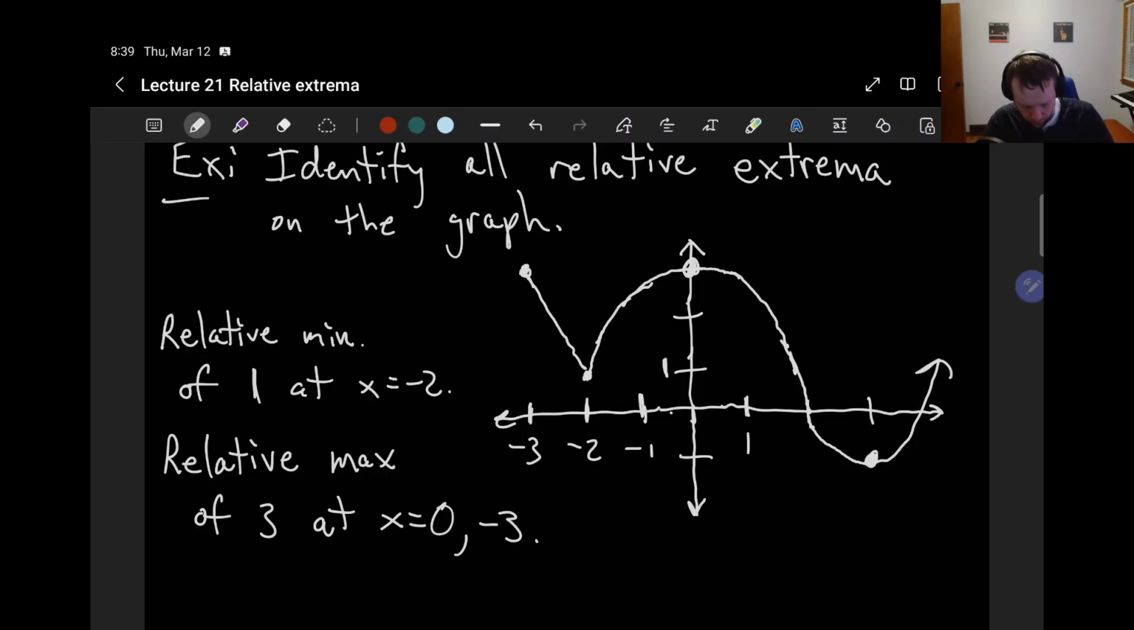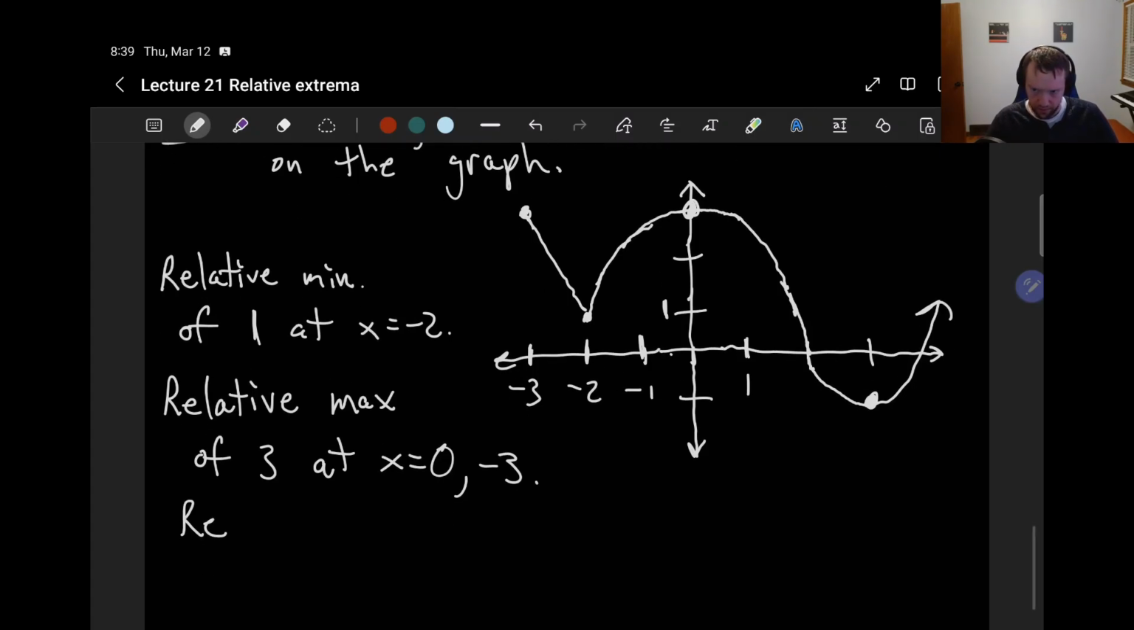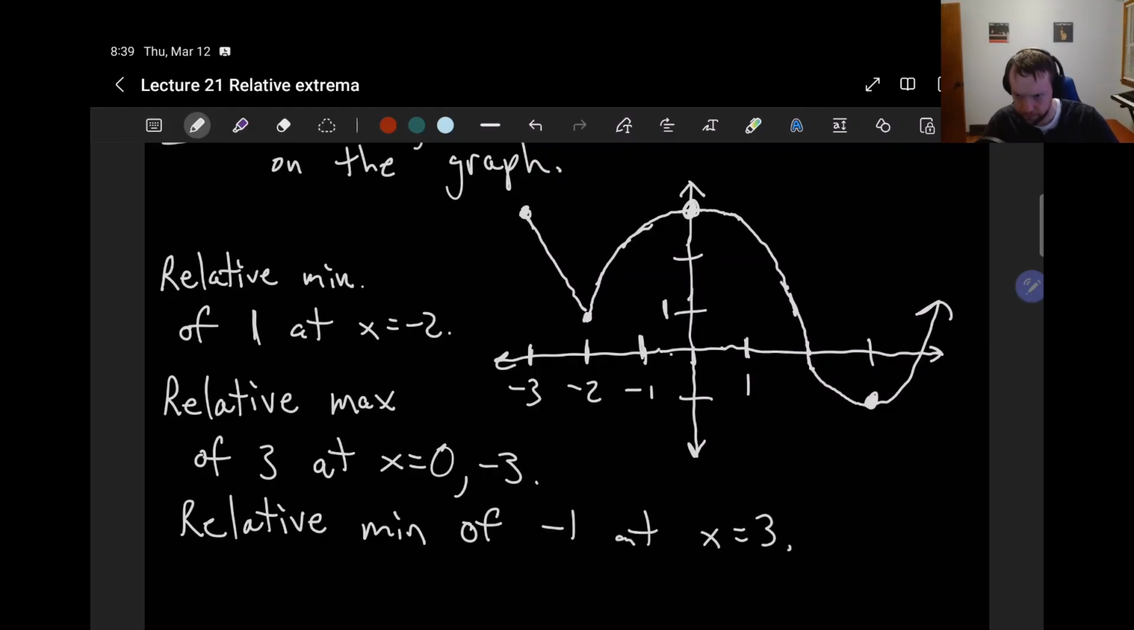Okay, further to the right. So we still haven't taken this one yet. I have a relative min of height -1 at x equals 3. And that's it. That's all the relative extrema. So I want us to notice something about all of these points where we have an extreme value.